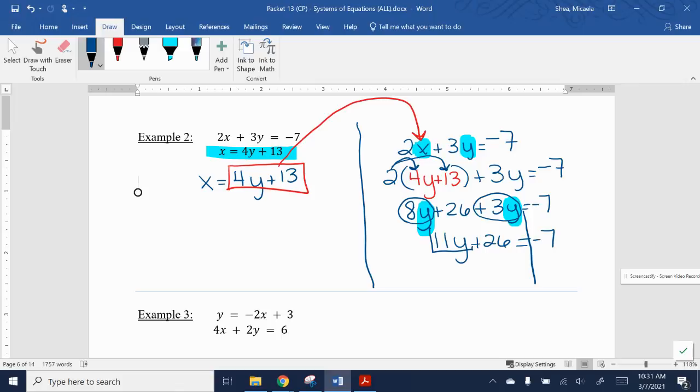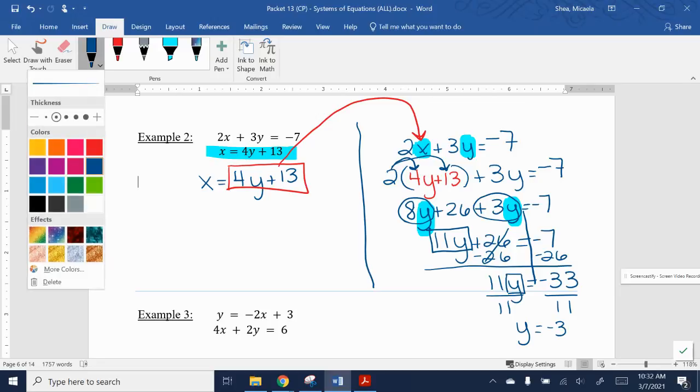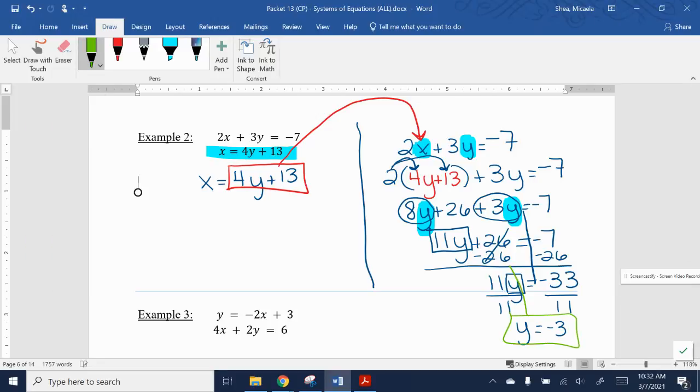We want to get 11y by itself, so I'm subtracting 26 from both sides to get 11y equals -33. To get the y completely by itself, we're dividing both sides by 11 to end up with y equals -3. We're not finished yet, though, because we're going to take that y equals -3 and substitute it back in for our y.